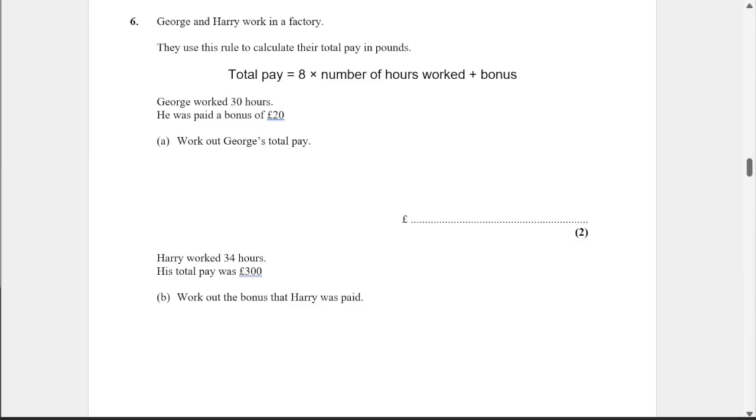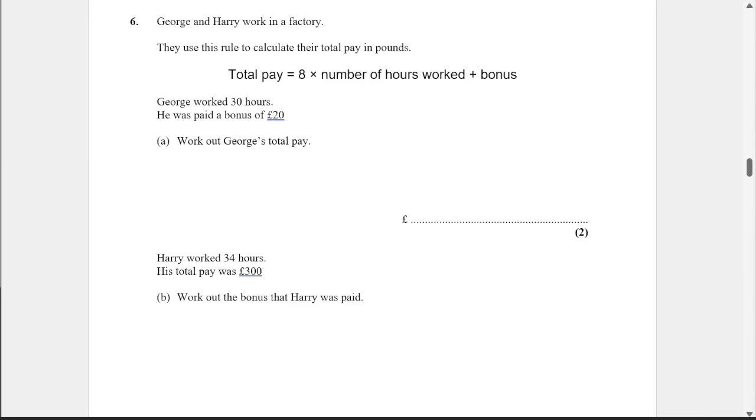Okay, question 6. George and Harry work in a factory. They use this rule to calculate the total pay in pounds. Total pay is equal to 8 times the number of hours worked plus the bonus. George worked 30 hours and he was paid a bonus of £20. Work out George's total pay.